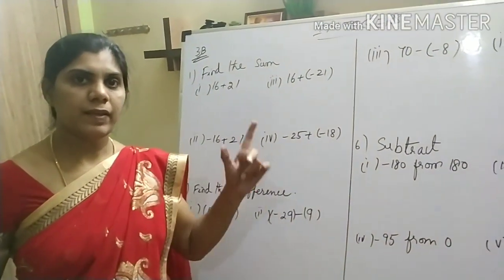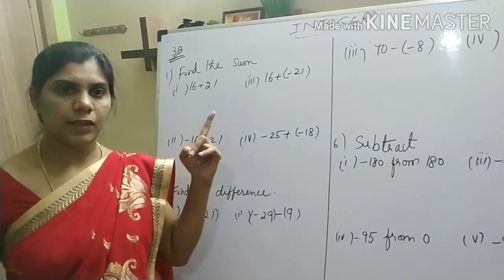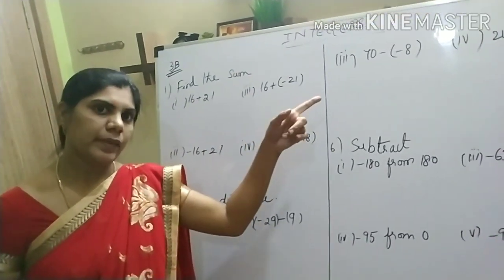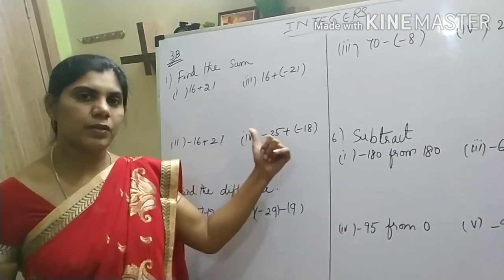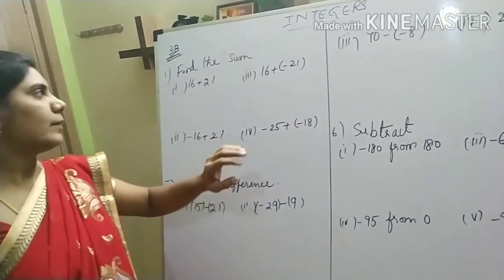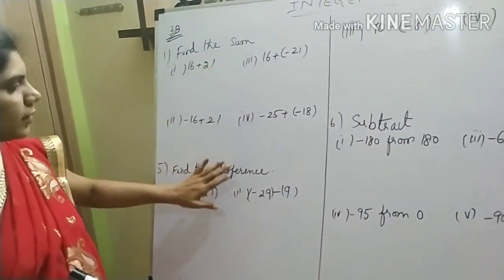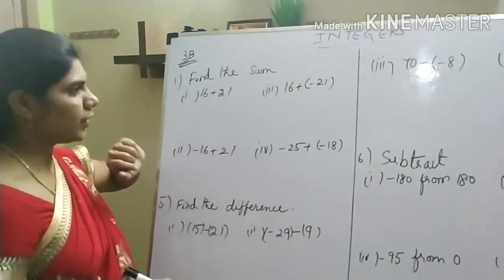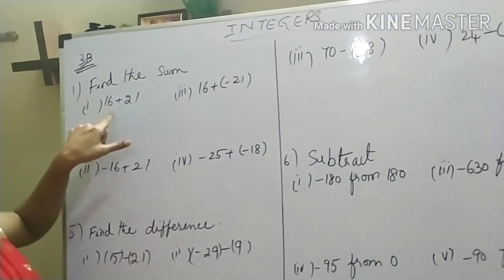Okay. In the previous exercise we learned how to write in ascending order and descending order. Ascending order means smallest one to biggest one. Descending order means the greatest one, that is biggest one, to smallest one. Now we will do additions and subtractions. Addition and subtraction using integers. So see this one first.